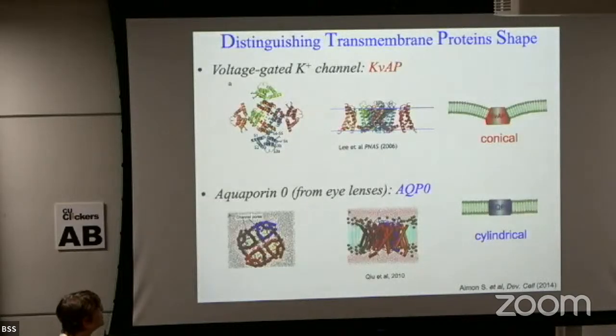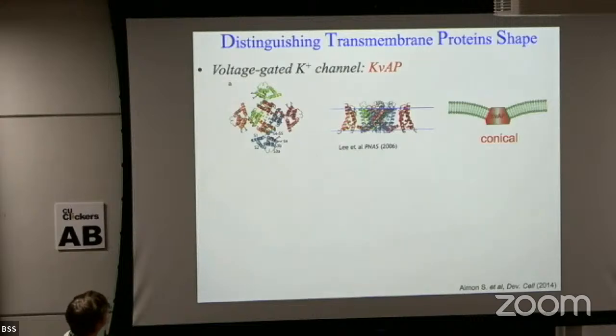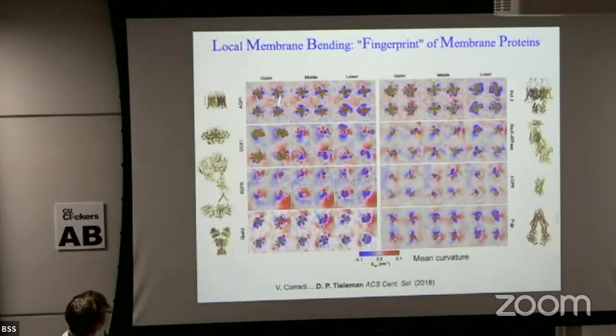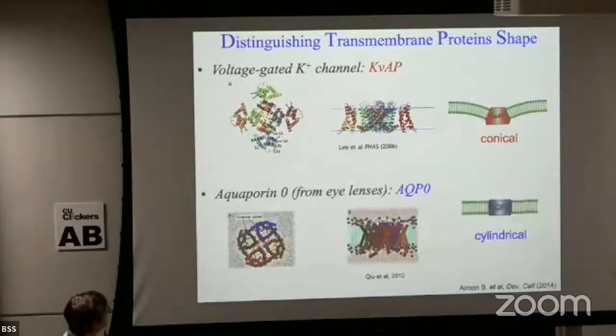So for that, we were using 2 proteins. As I say, one is a voltage-gated channel. It's called KVAP, and it has a conical shape. And we wanted to compare that with a protein which does not deform the membrane, and this protein is aquaporin 0.